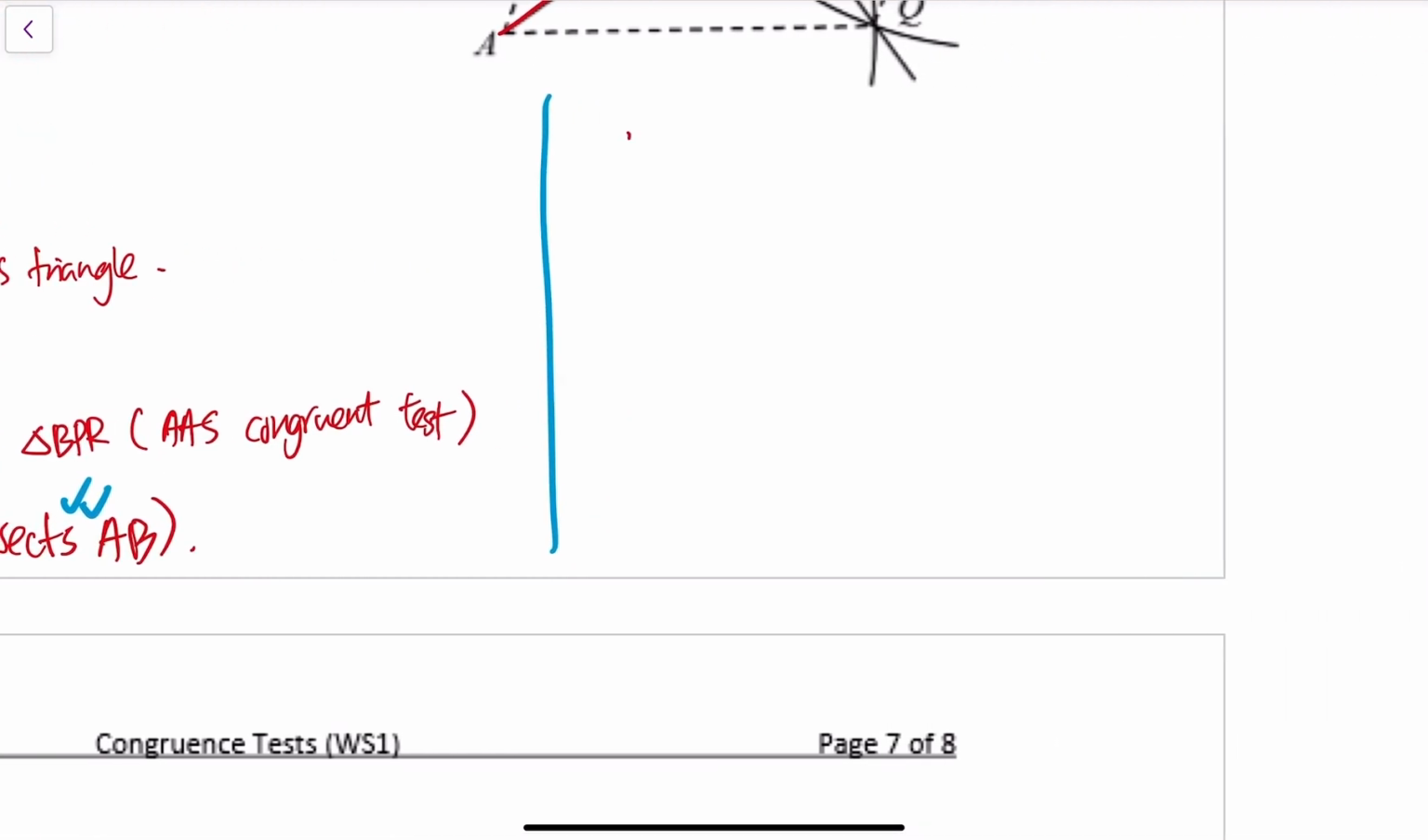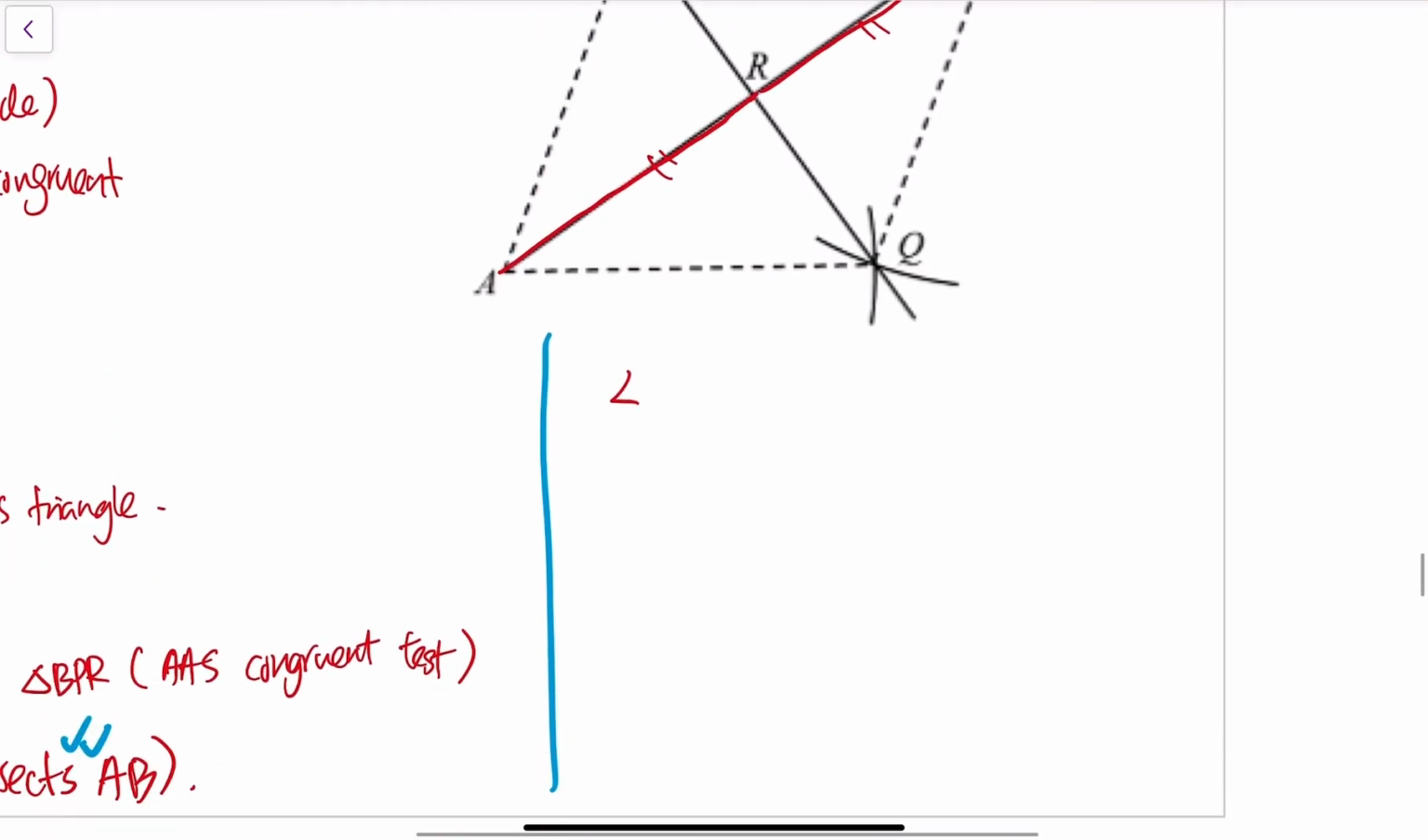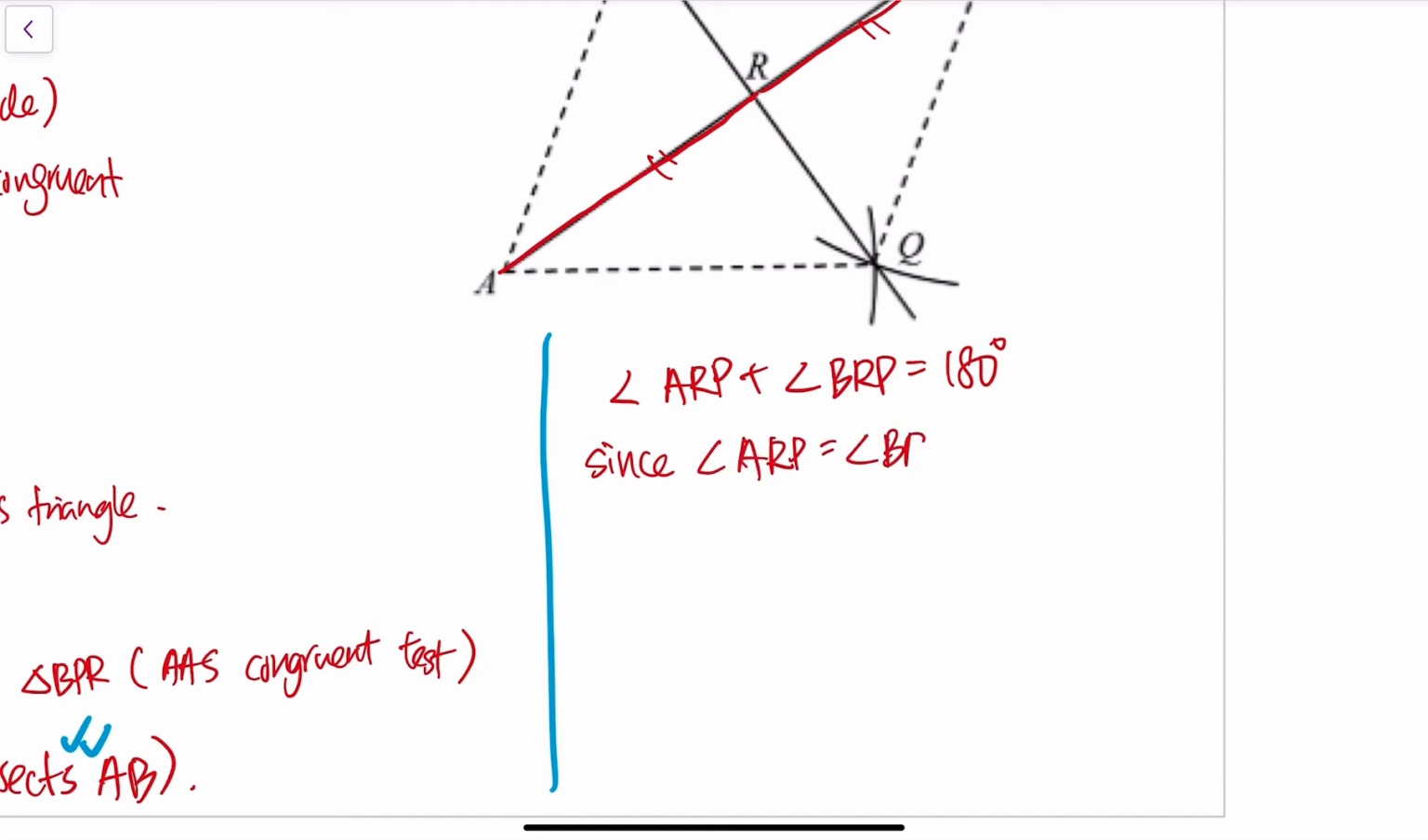Now since it is on a straight line, I can say that angle ARP plus angle BRP is equal to 180 degrees. And since angle ARP is equal to angle BRP, then each is equal to 90 degrees, because they're equal, so I have to divide by 2. Therefore, I can say that PQ is perpendicular to AB.